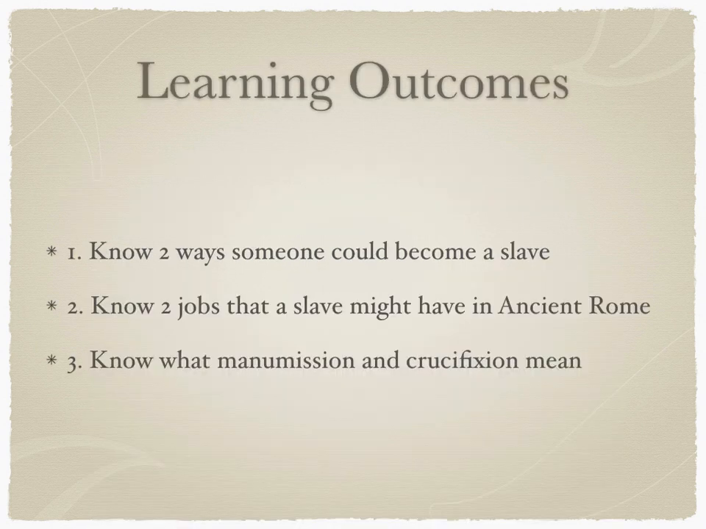So that brings us to the end of our presentation. So you guys should know 2 ways someone could become a slave. You guys should know 2 jobs that a slave might have in ancient Rome, whether that is working in a field, in a mine, as a teacher, as an accountant, or as a gladiator. And finally, you guys should know what the terms manumission and crucifixion mean. Manumission being how a master would set their slave free, and crucifixion being the method of execution chosen for slaves.